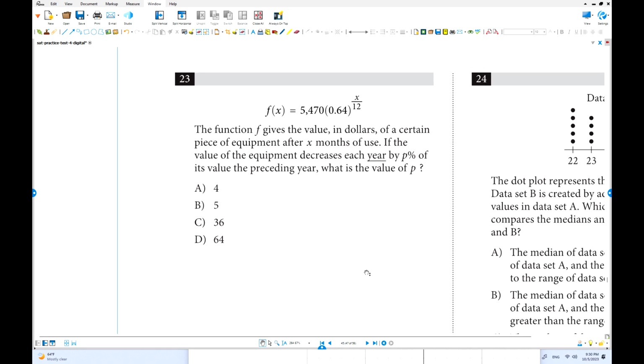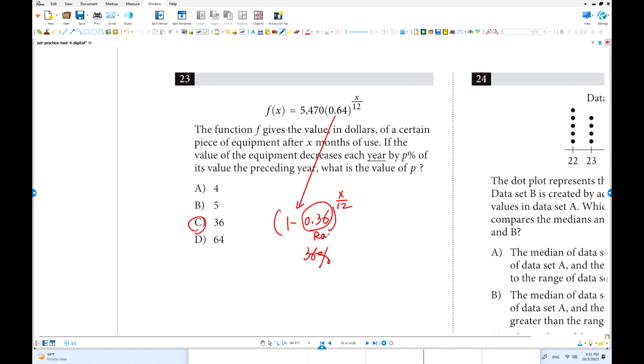So we have the equation. The value of equipment decreases each year by P percent. That is the rate, okay, the decay rate. What is the value of P? So this one, 0.64 is about 1 minus 0.36, to the power x over 12. This is what? Decay rate, 36%, okay?